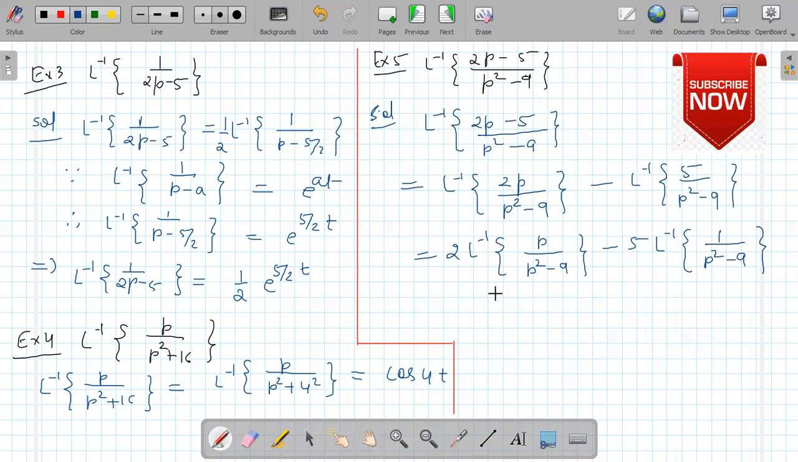Now its Laplace inverse is cos hyperbolic 3t, and here we need 3 because here we have 9. So Laplace inverse of a upon p square minus a square is sine hyperbolic at. So we multiply and divide by 3 so that we get 3 here, and its Laplace inverse will be sine hyperbolic 3t.